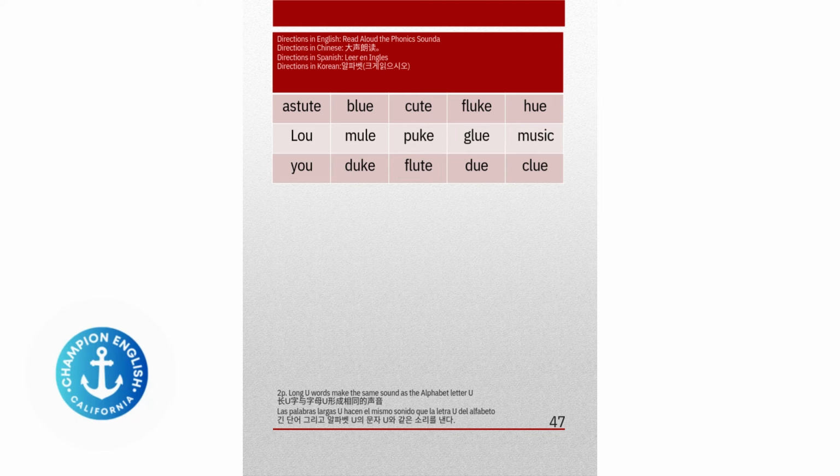Okay, now we're going to work on the long U words. Let's say that together. Long U words. That's right, students. We're working on the long U words. And our first word is astute, blue, cute, fluke, hue, loo, mule, puke, glue, music, you, duke, flute, do, and clue. Okay, now let's take our time and let's sound out each word like we're reading a new book.